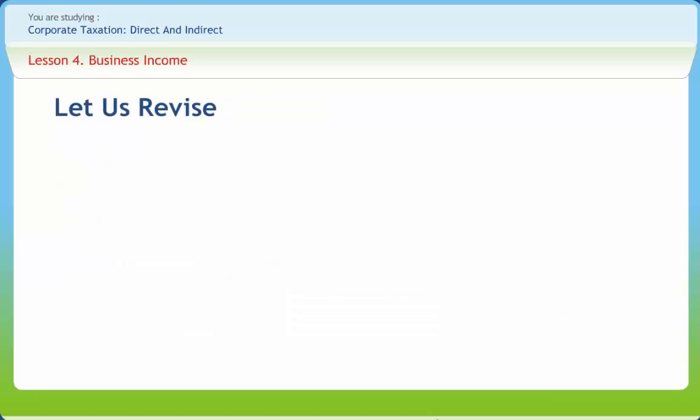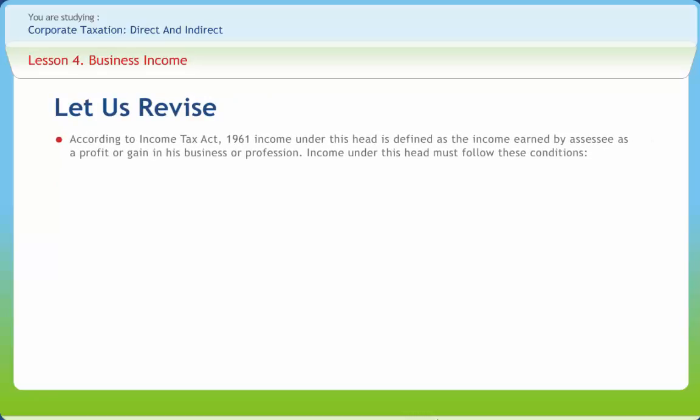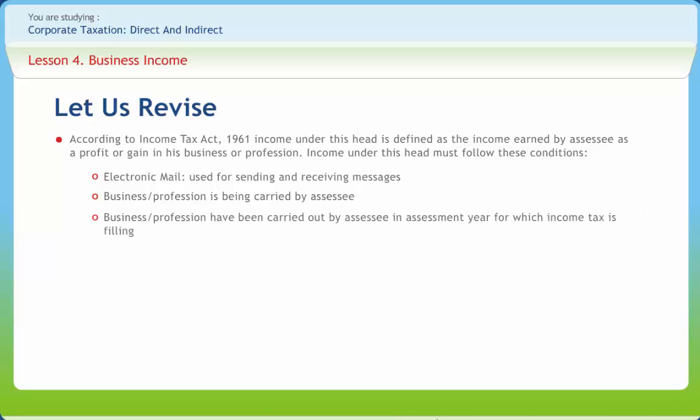Now let's revise what we have studied till now. According to Income Tax Act 1961, income under this head is defined as the income earned by the assessee as a profit or gain in his business or profession. Income under this head must follow these conditions. There must be a business or profession. The business or profession is being carried on by the assessee. The business or profession has been carried out by the assessee in the assessment year for which income tax is being filed.